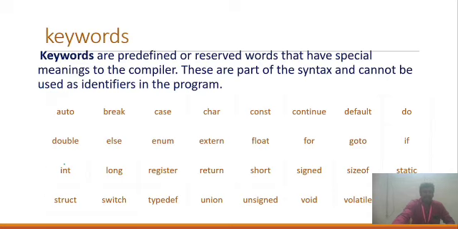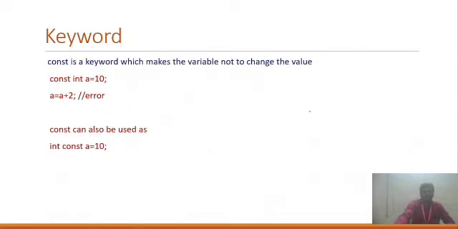And keywords are special words which have a specific meaning attached to them in a C program. There are 32 reserved keywords which have a specific meaning, and these are called reserved words here.